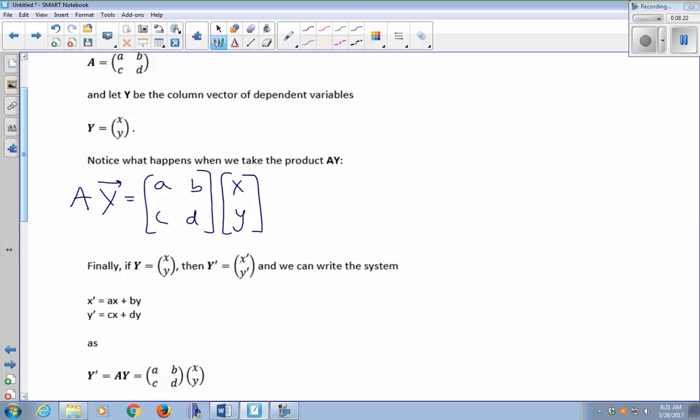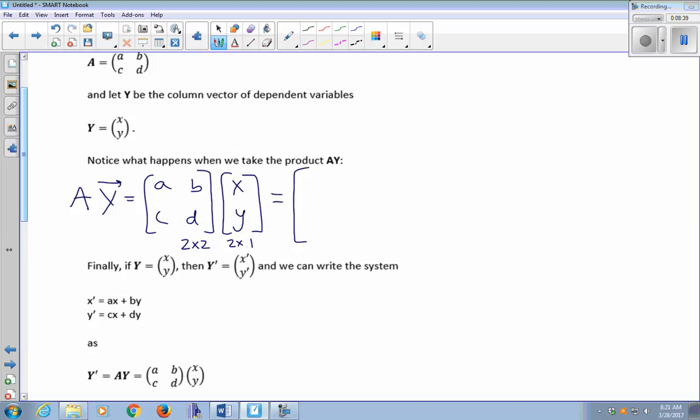First, let's make sure we can multiply them. This is a 2 by 2. This is a 2 by 1. My inner dimensions match, so I'm allowed to multiply these. And what's my result going to be? 2 by 1. Okay, so 2 rows, 1 column.